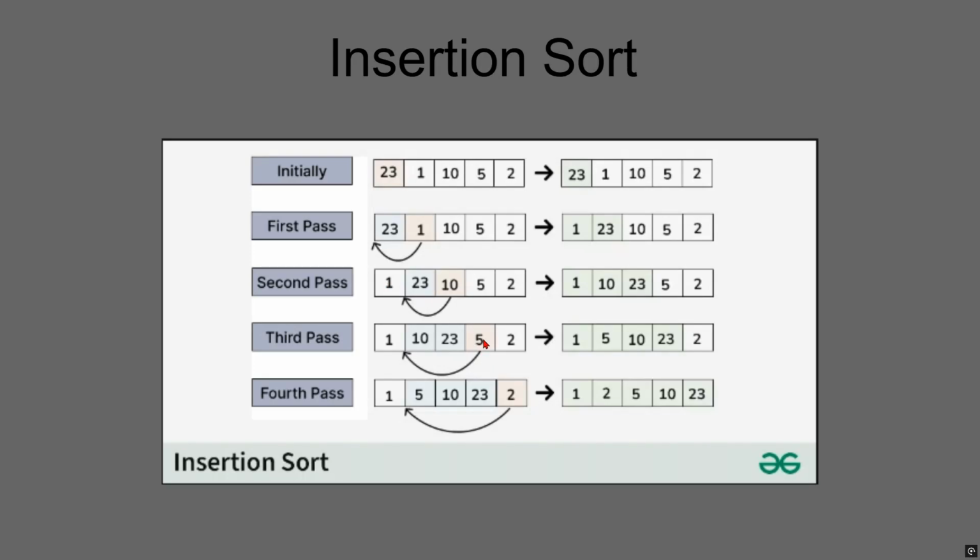Then it'll compare 5. It'll compare it to 23, it'll compare it to 10, and then it'll hit 1, and then it sees that 1 is lower. It'll stay right there, and then it has 2. 2 will go all the way through.